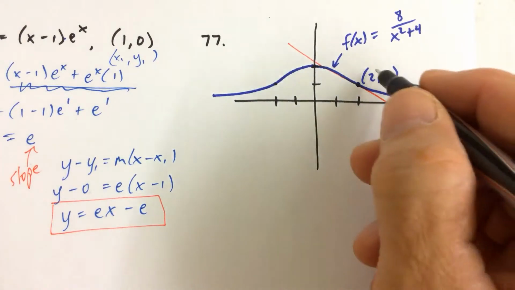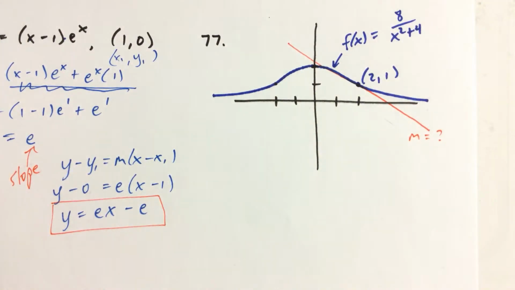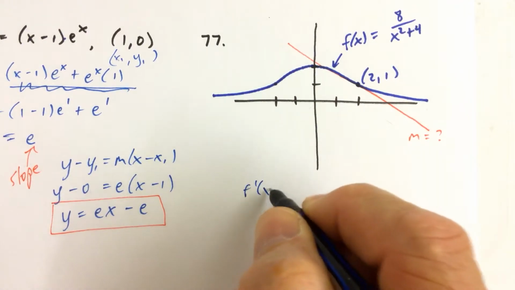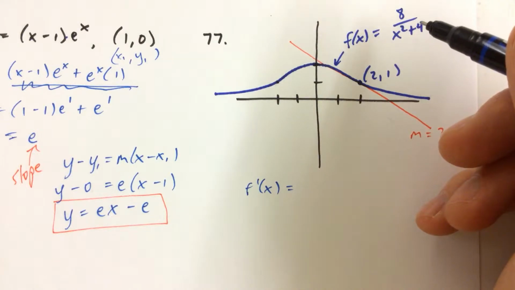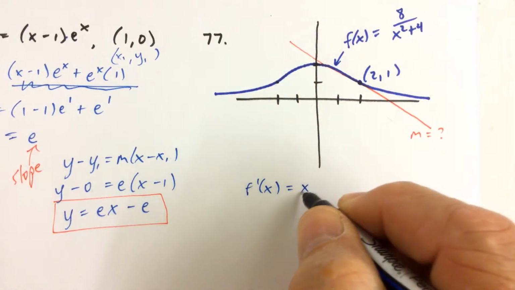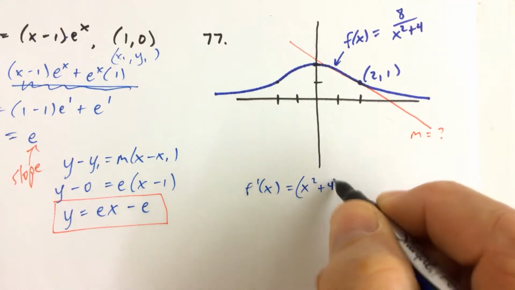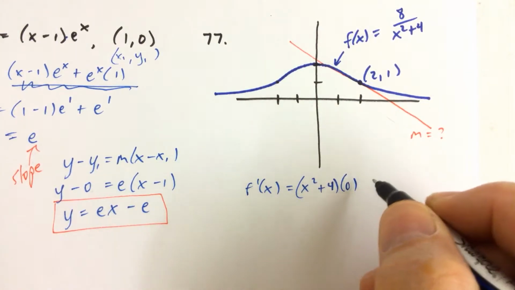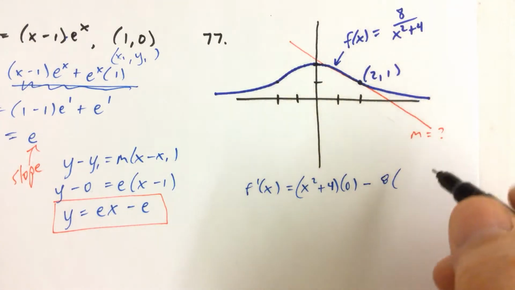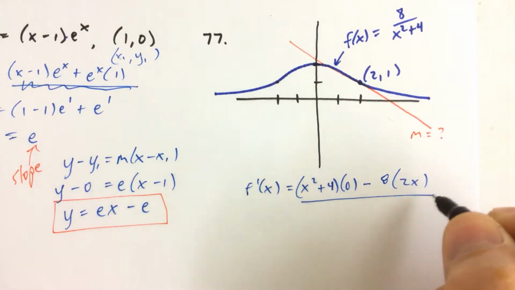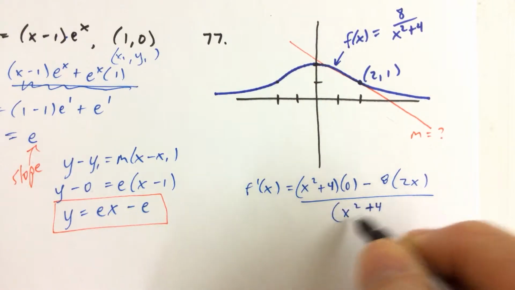Slope, we need the slope because we know that the tangent line goes through (2, 1), so all we need is the slope. To get the slope, we have to find the derivative, and since we have a quotient, we're going to use the quotient rule, low d high. This one's actually nice: when you get a constant in the numerator, the d high part is 0. So we have low d high minus high d low. Now the derivative of x squared plus 4 is 2x, and then again all over low squared, the denominator squared.